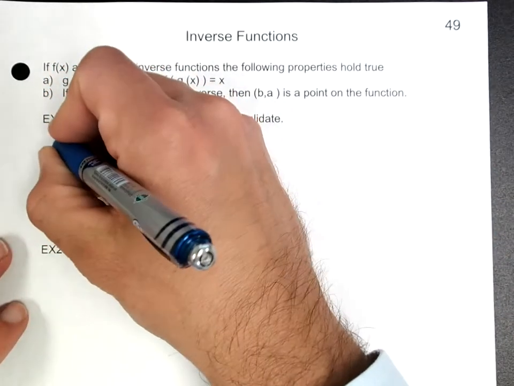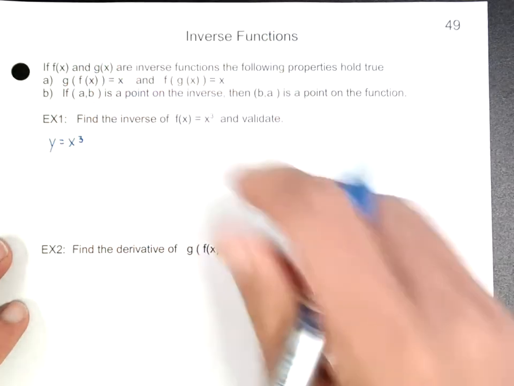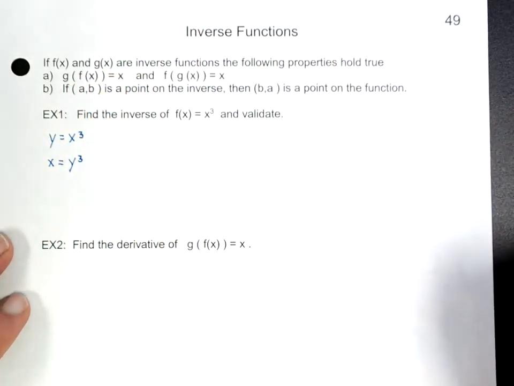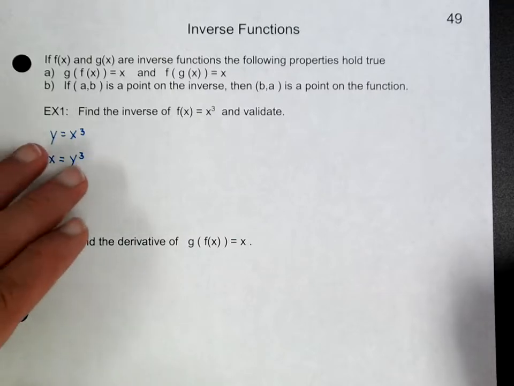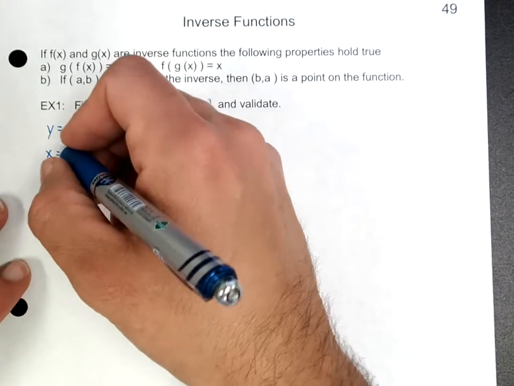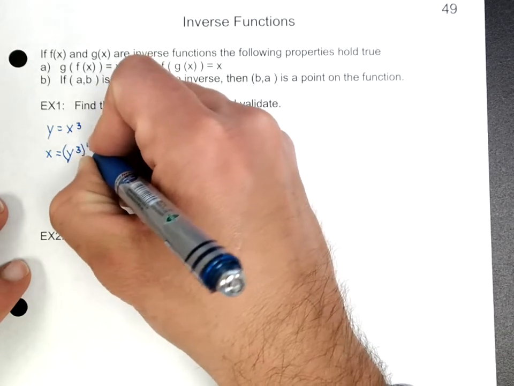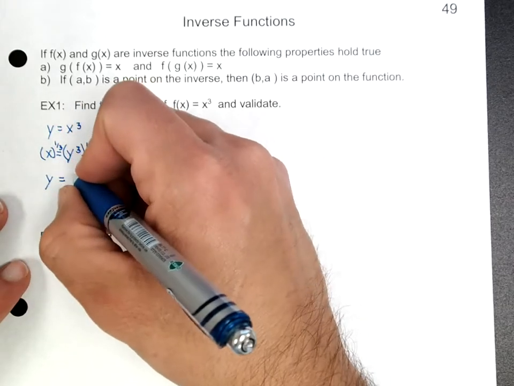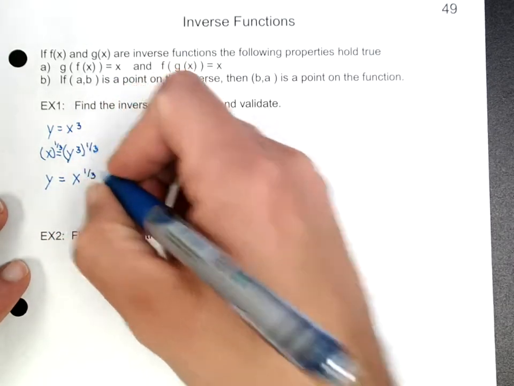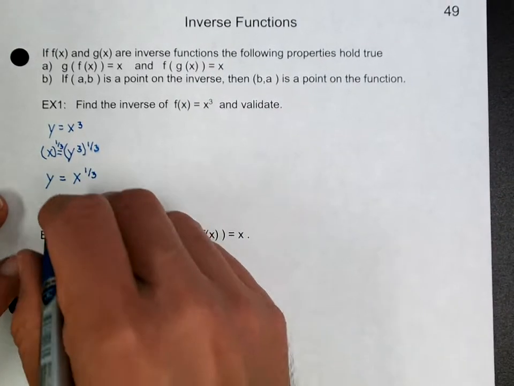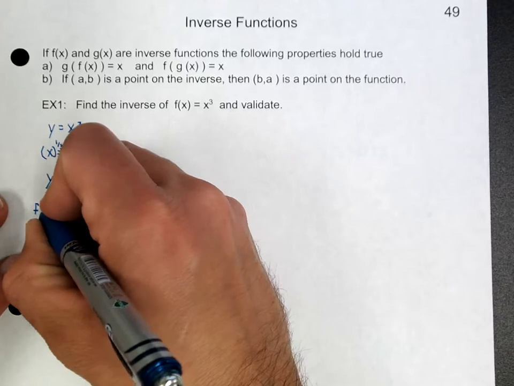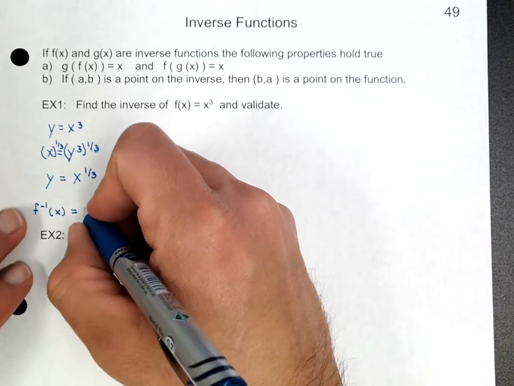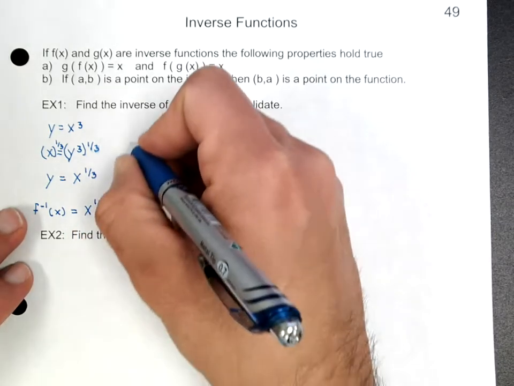Now, if you have this function, y is equal to x cubed, and you're trying to find the inverse of that function, what you would do is switch the x and y, and then solve for y. We're going to solve for y by taking the cube root of each side, or by raising each side to the 1/3 power, which is the same. So y is equal to x to the 1/3 power, or the cube root of x, is the same thing. Remember that this right here is my inverse, so I'm going to write this with this notation. The inverse of function f is equal to x to the 1/3 power.